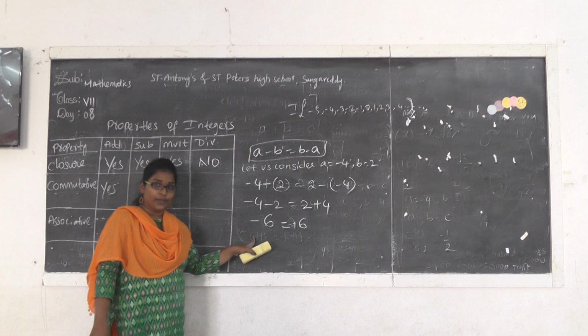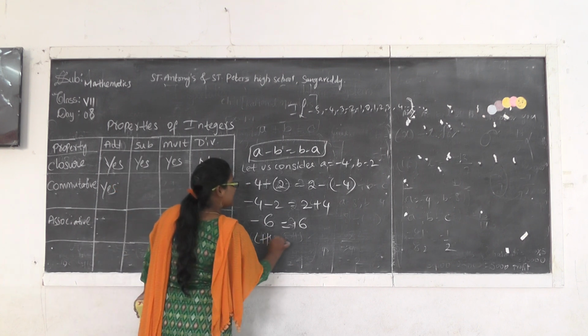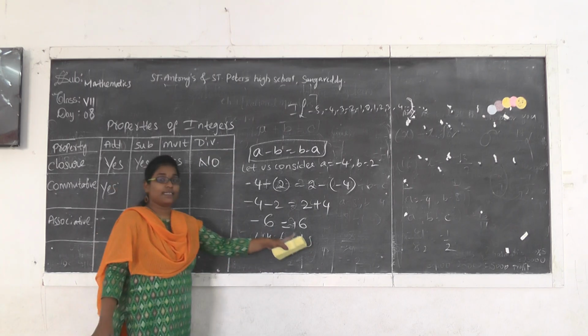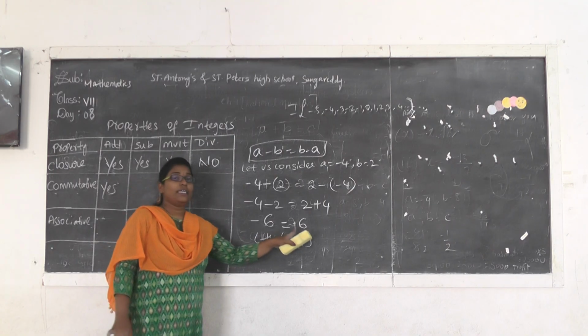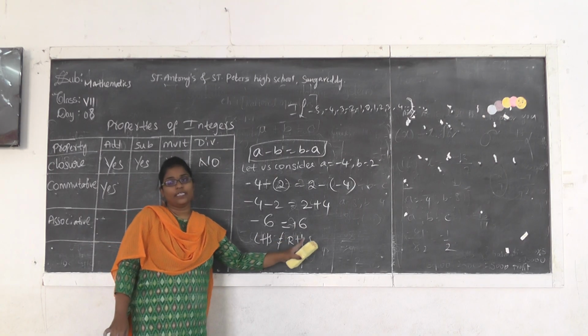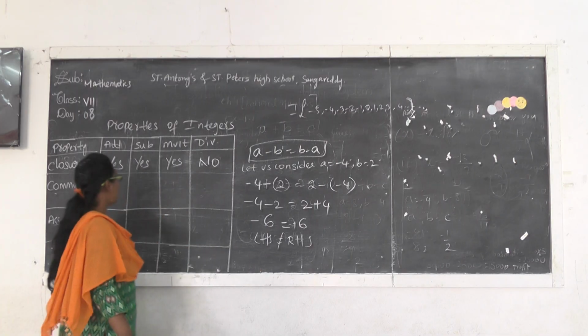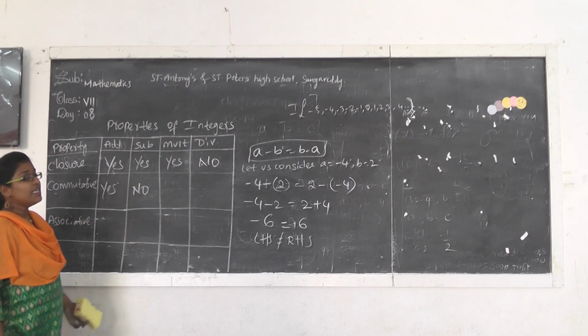On the LHS side we got a negative integer, on the RHS side we got a positive integer. That means LHS is not equal to RHS. Don't be confused by 6 and 6, because the symbols are not the same. Here it is a negative integer, here it is a positive integer, so they are not equal. So LHS is not equal to RHS. So the commutative property does not satisfy under subtraction.